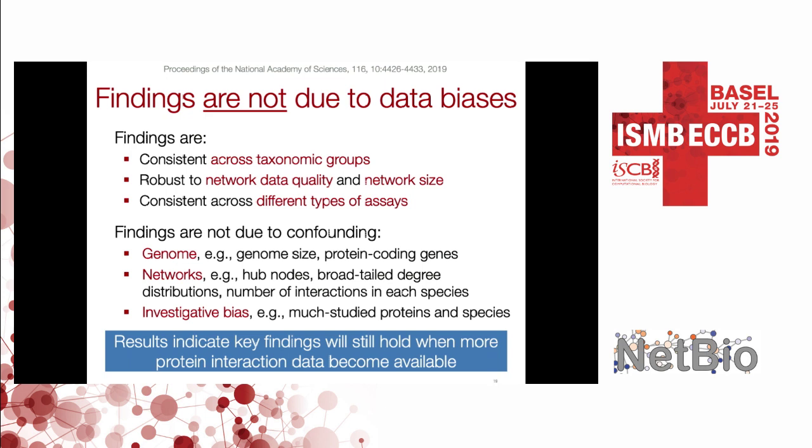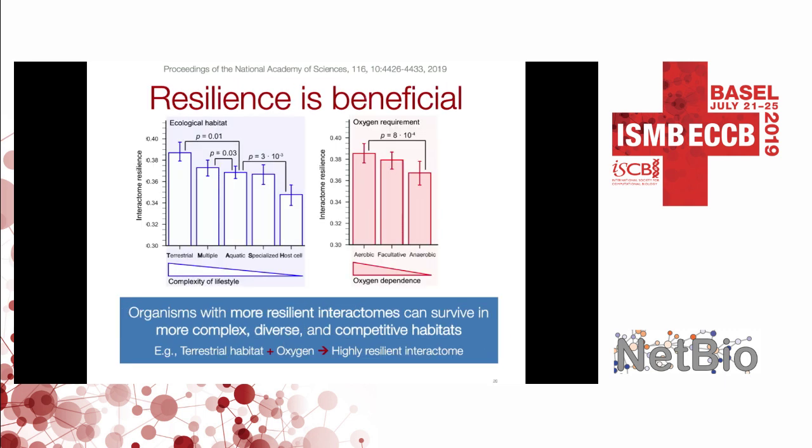So now we know that the resiliency of networks increases over time, but does that have any useful impact or effect on organisms? It turns out that resiliency is very beneficial, in that organisms with more resilient interactomes can survive in more complex, more diverse, and more competitive environments.